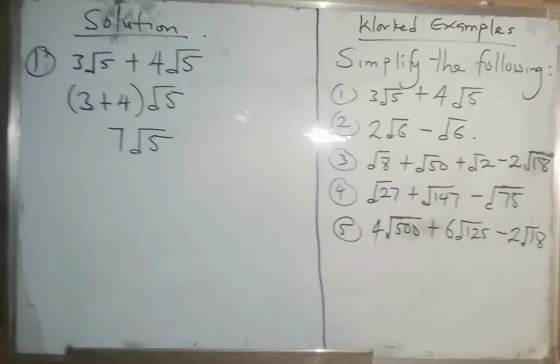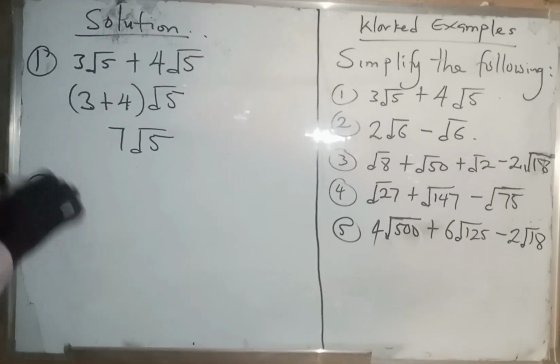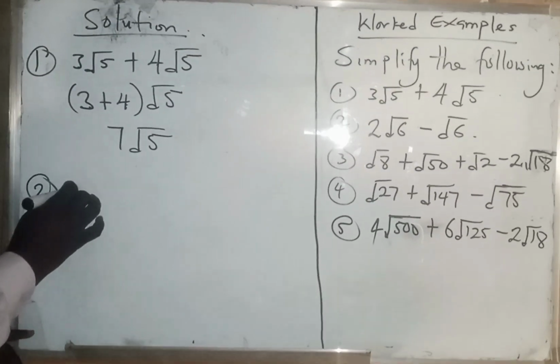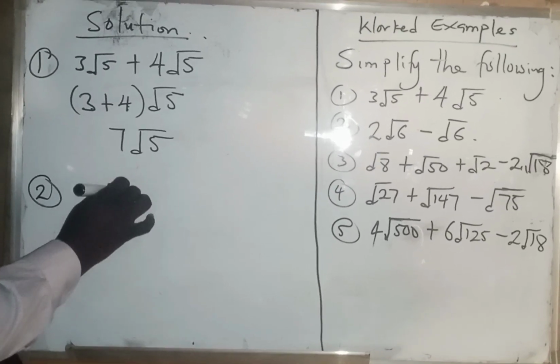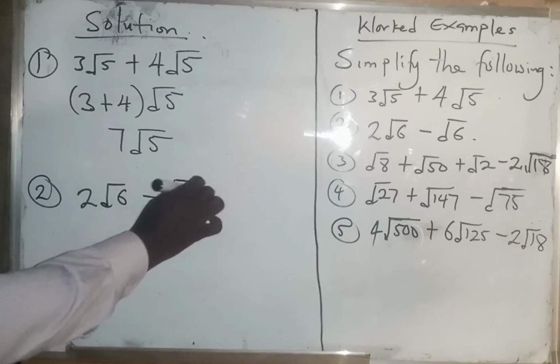So as simple as that. The answer to the question is 7 root 5. The next one, simplifying 2 root 6 minus root 6.